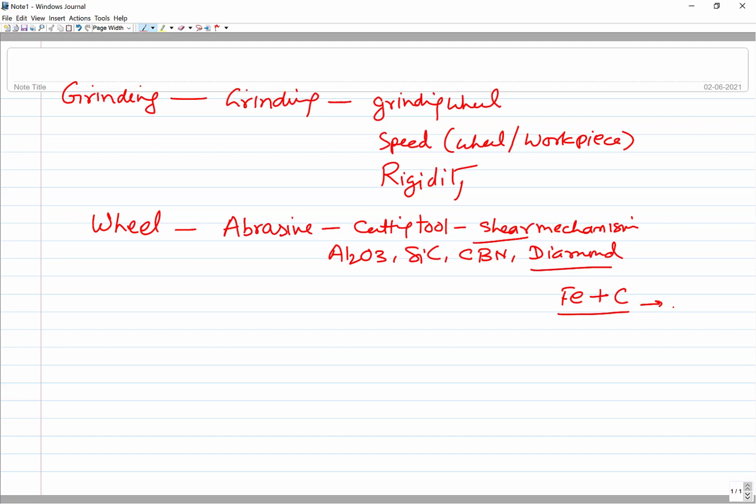Similarly, in silicon carbide you have carbon, which can interact with the iron also. So certain forms of the ferrous metals are not actually machined using silicon carbide or the diamond, but the non-ferrous metals you can easily machine. So you can say the need of the abrasive and workpiece compatibility has to be seen.